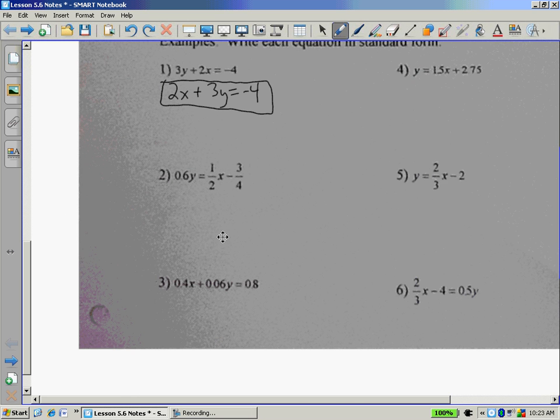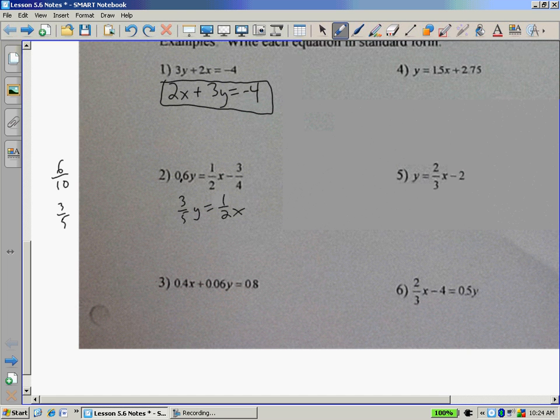Number 2 here, several things going on. Number 1, we have some fractions and a decimal here. Now you get to choose. You can either make them all into fractions or all into decimals. I'm going to choose to make it into a fraction. Now you can see, I don't know if you can see that, that's 0.6y, 6/10 y. So 6/10 would reduce to 3/5. So we're going to say 3/5 y equals 1/2 x minus 3/4.